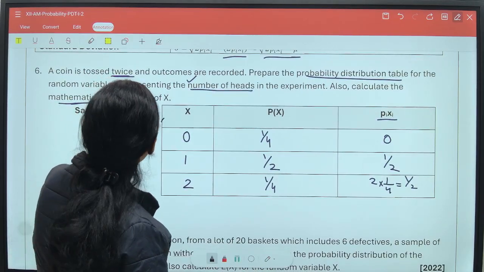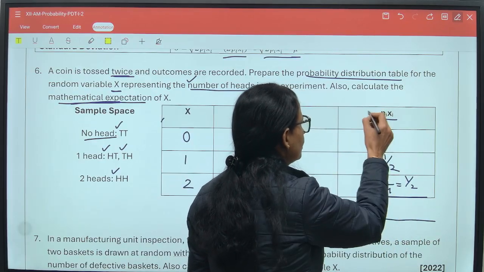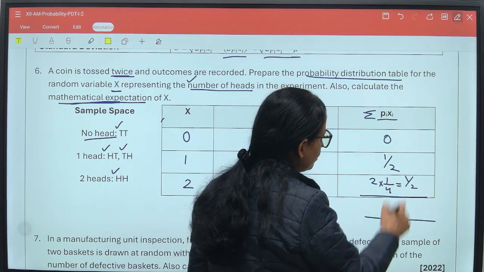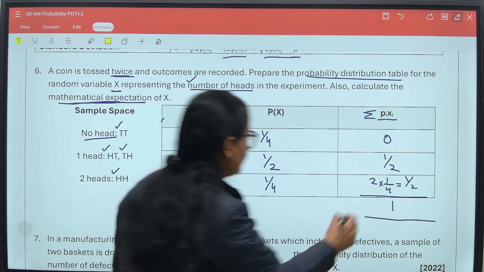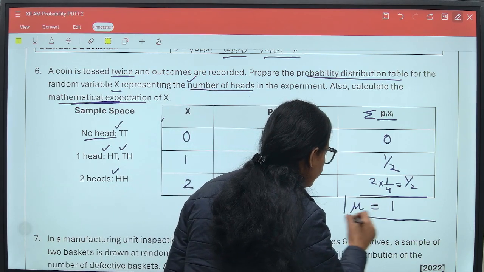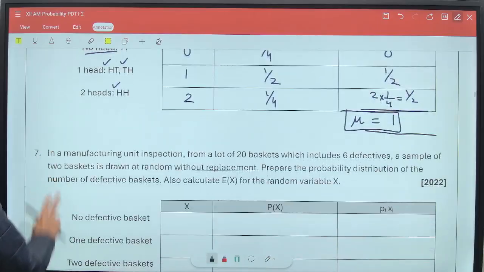As you can see, the sum of the probability column is also coming out to 1 here. It says calculate the mathematical expectation. Mathematical expectation is just the sum of pi xi. So here half plus half, it is 1. So this is the mathematical expectation represented by mu. Easy? Great. So let's move to the next question.